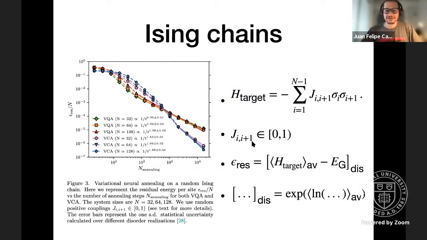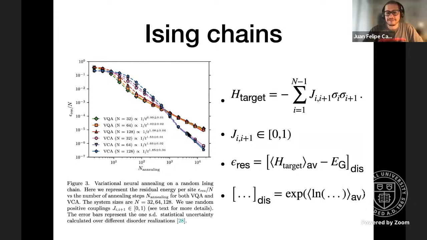So finally, these are the results. We found that as we make this annealing trajectory longer and longer, we see an improvement of the quality of the solutions. This is the residual energy of the solutions that are found by these models. We took a look at variational quantum annealing, which are these curves here that I'm trying to signal with the mouse. And the variational classical annealing is this one in blue and purple.